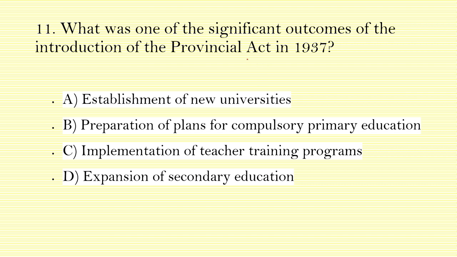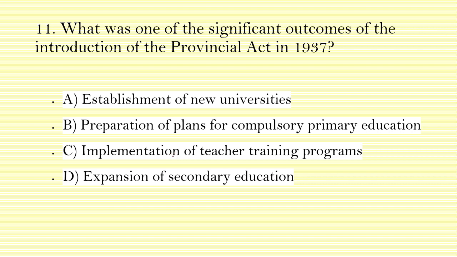Next question. What was one of the significant outcomes of the introduction of the Provincial Act in 1937? In the 1930s, in 1937, what significant outcome was introduced? A. Establishment of new universities. B. Preparation of plans for compulsory primary education. C. Implementation of teacher training program. D. Expansion of secondary education.